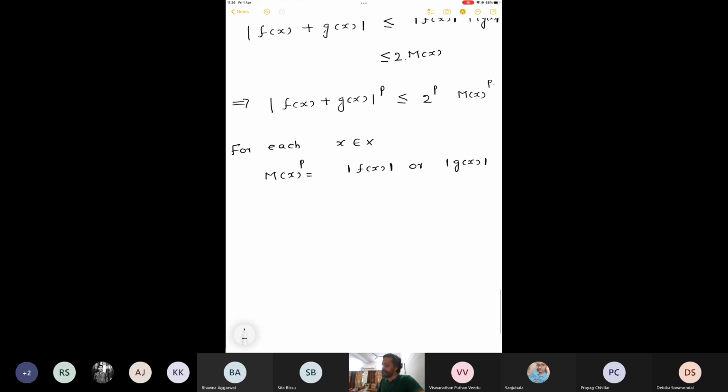For each x in S, m of x is equal to modulus of f of x or modulus of g of x. Or m of x power p is equal to modulus of f of x power p or modulus of g of x power p. And therefore, m of x the whole power p is less than or equal to mod f of x the whole power p plus mod g of x the whole power p. I am adding an extra quantity. So this is true for every x. Agree? Yes, sir.